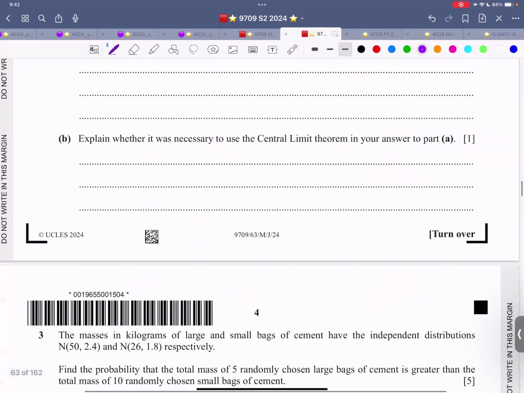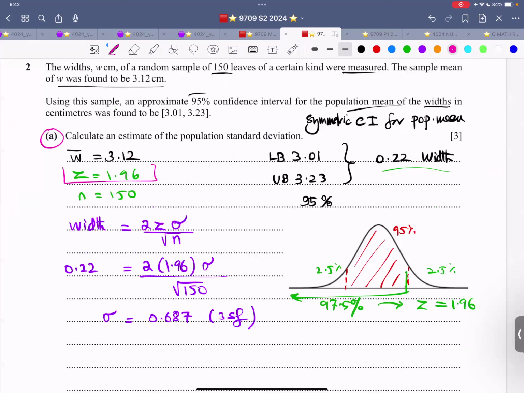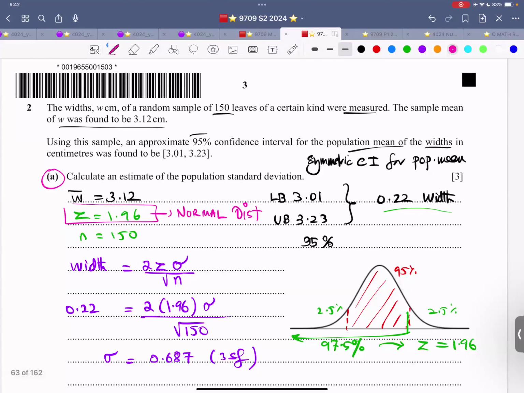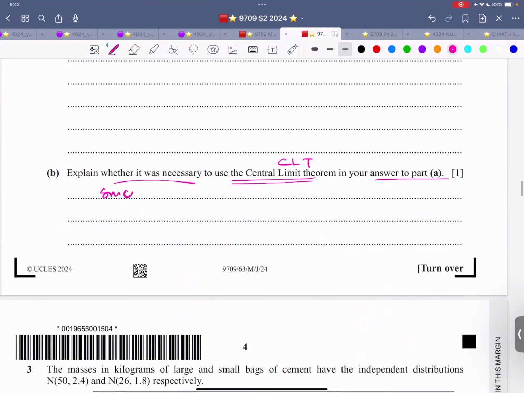The second part is a reasoning part. Explain whether it was necessary to use the CLT in your answer to part A. In your answer to part A, we used the z value. That means we are assuming that it's following a normal distribution. Is it really following a normal distribution? Have they explicitly mentioned it? No.